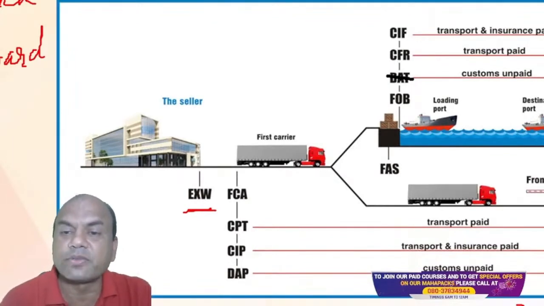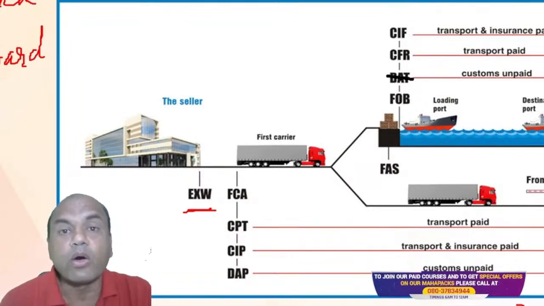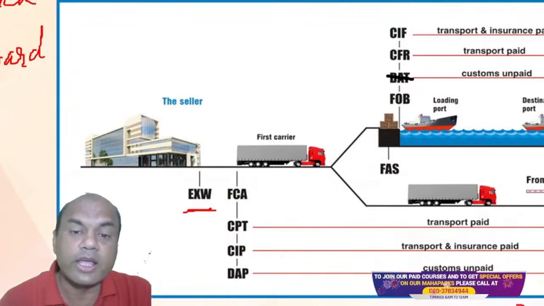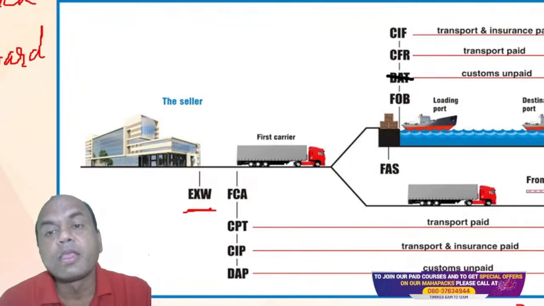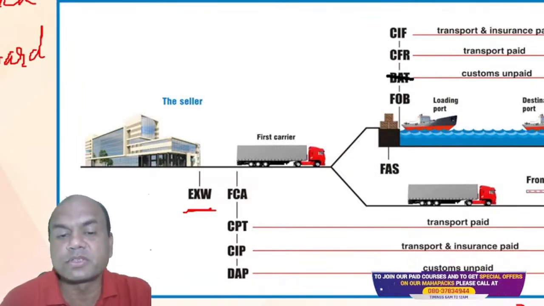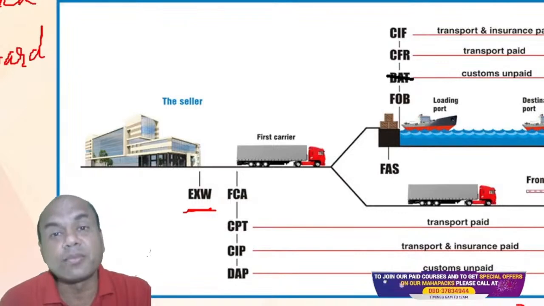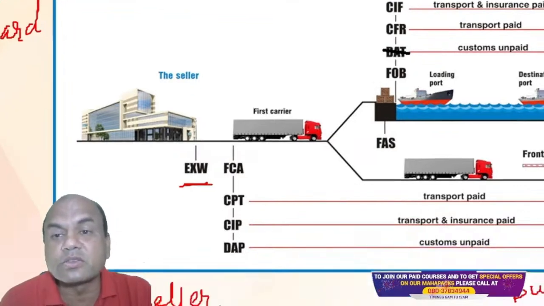CPT and CFR are the same, only CPT is related to road or air also. For airways you will say road, but what about railways? Anything other than ship, these Incoterms are used: FCA, CPT, CIP, DAP. Sometimes even in air, even in road, everywhere, these Incoterms are used.